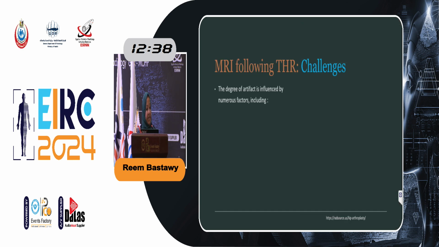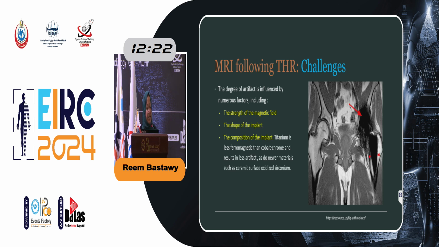The degree of this artifact is influenced by many factors. The strength of the magnetic field: the stronger the magnetic field, the higher the artifact. That's why it's one of the few indications where 1.5 Tesla magnets are preferred over 3 Tesla magnets. The shape of the implant and the composition of the implant. Titanium is less ferromagnetic than cobalt chrome and results in less artifact, as we see in this image where the femoral head made of cobalt chrome is exerting much susceptibility artifact and blooming compared to the femoral stem composed of titanium.